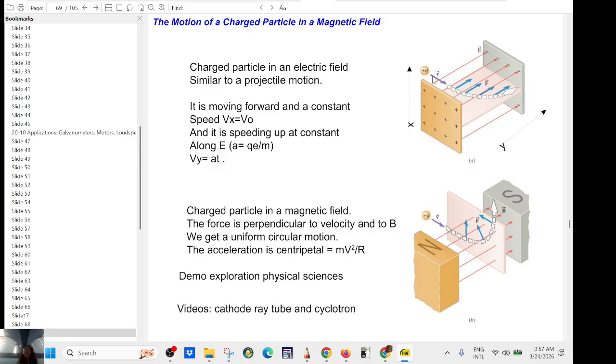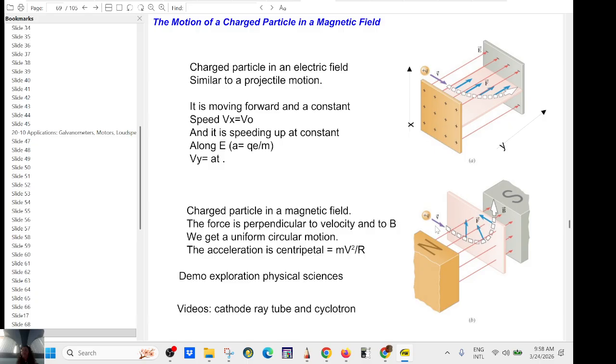But at the same time, it's moving along a straight line. So it's like a projectile motion. It's doing two things at the same time. It's accelerating along the electric field, and at the same time, it has some momentum, it's moving forward. Projectile motion.